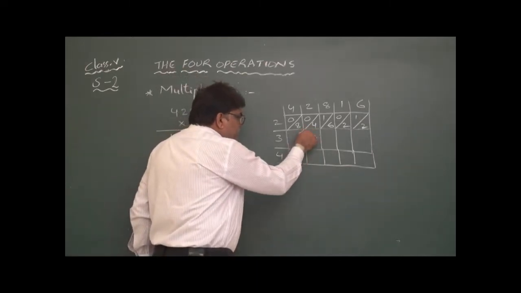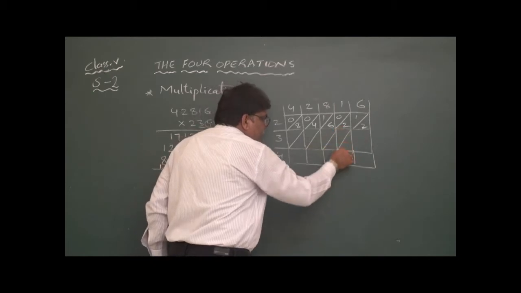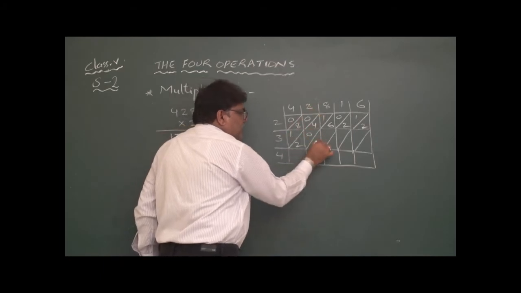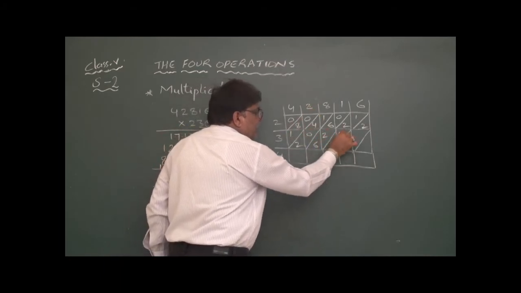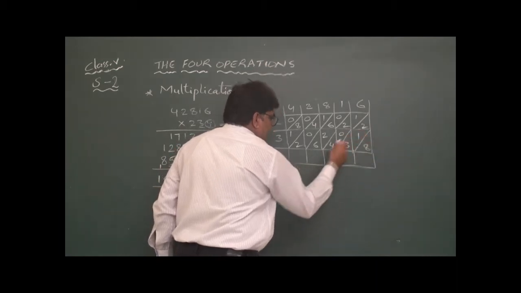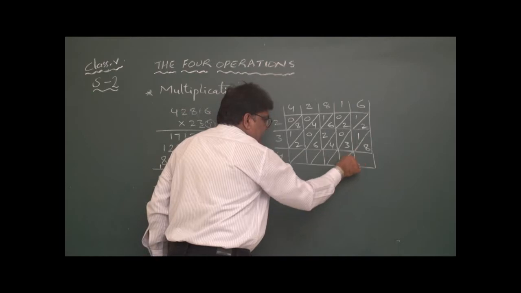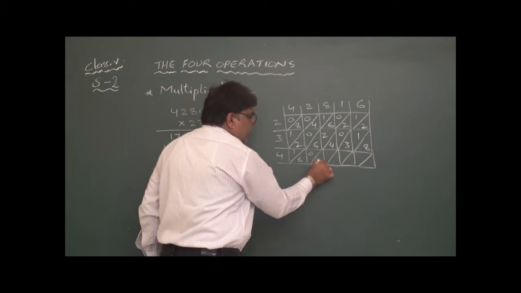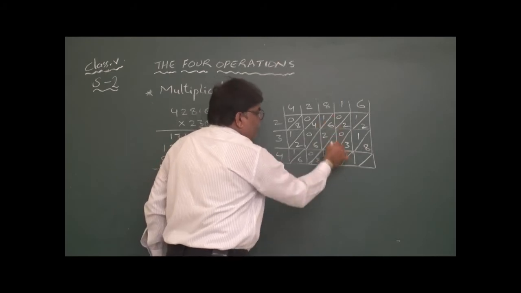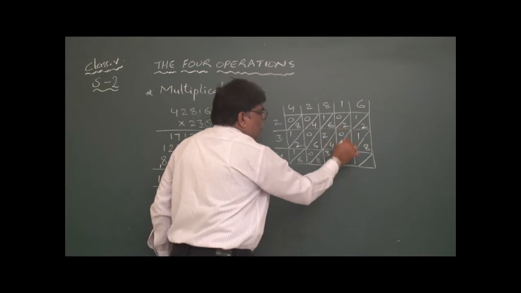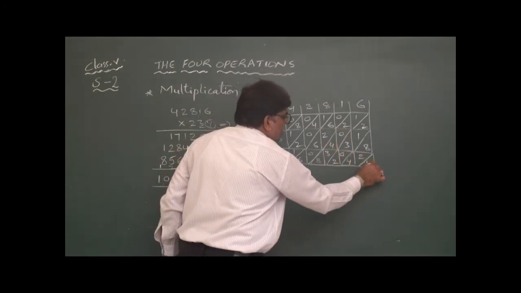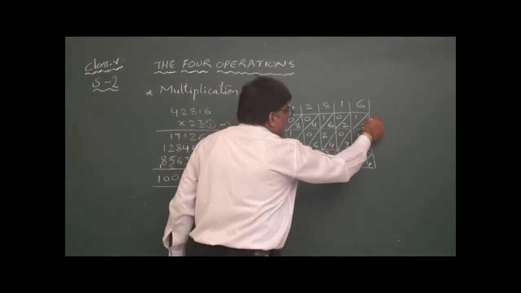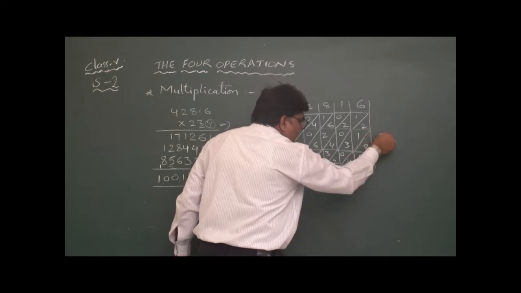In the second box, again the 3 table. 3 4s are 12, 3 2s are 6, 3 8s are 24, 3 1s are 3, 3 6s are 18. In the last column, we should fill this one also. That is 4 4s are 16, 4 2s are 8, 4 8s are 32, 4 1s are 04, 4 6s are 24. So like this we should fill the columns.